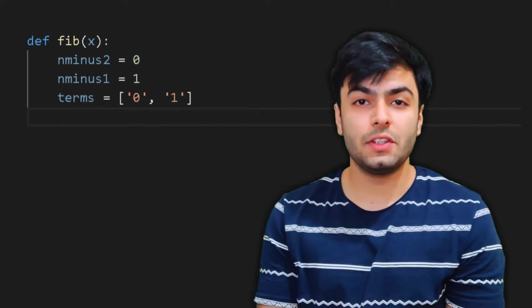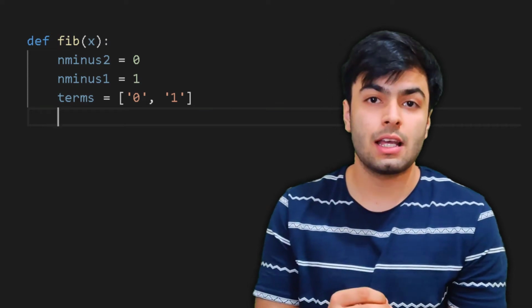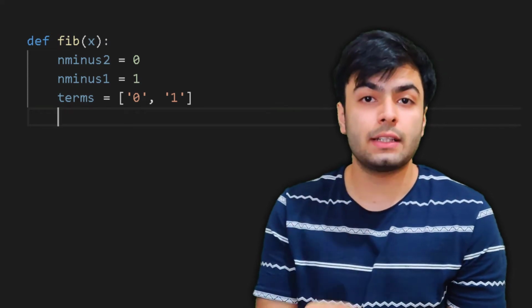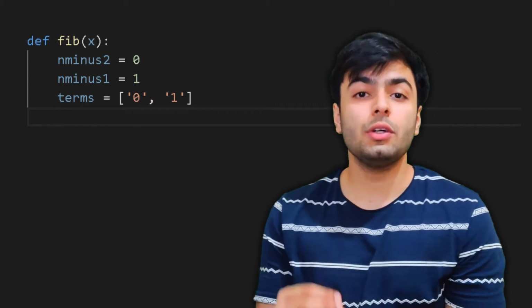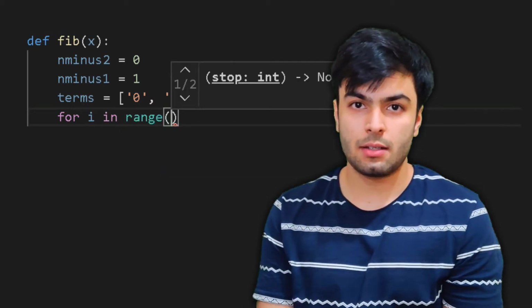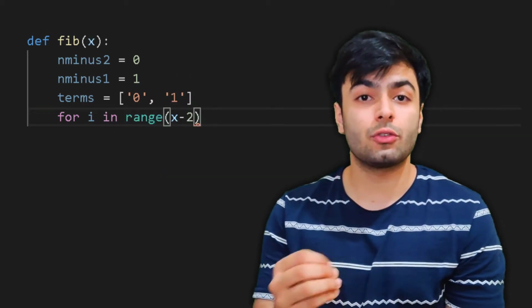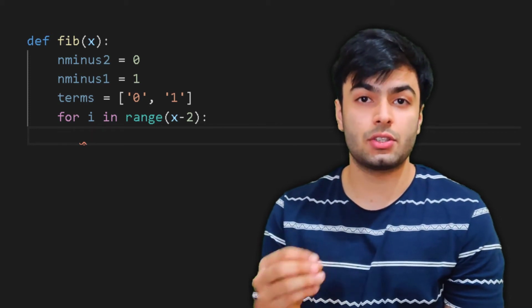As we saw earlier in the video, in order to calculate a term, we need to add the previous two terms. And we also saw that this was a repetitive task. Therefore, we're now going to use a loop. We're now going to define a for loop that runs x-2 number of times. To do this, we're going to use the range function and only set the stop value as x-2.